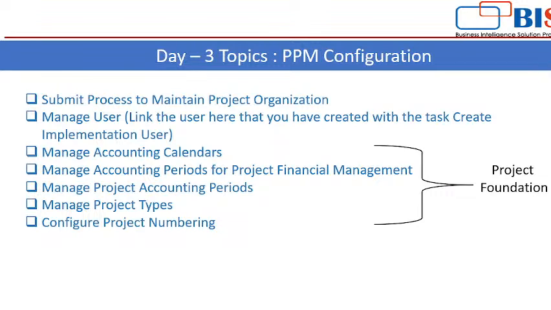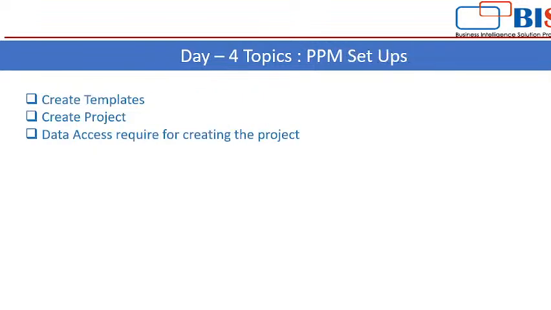Then we have seen how to create the project type, then how to configure the project numbering. Here you can provide manual numbering or automatic numbering. Then in the next session we have seen how to create the project template. We will use the project template while creating the project, and we have seen that there are some roles that require the data access at business unit level. After giving that data access, your user will be able to create the project.